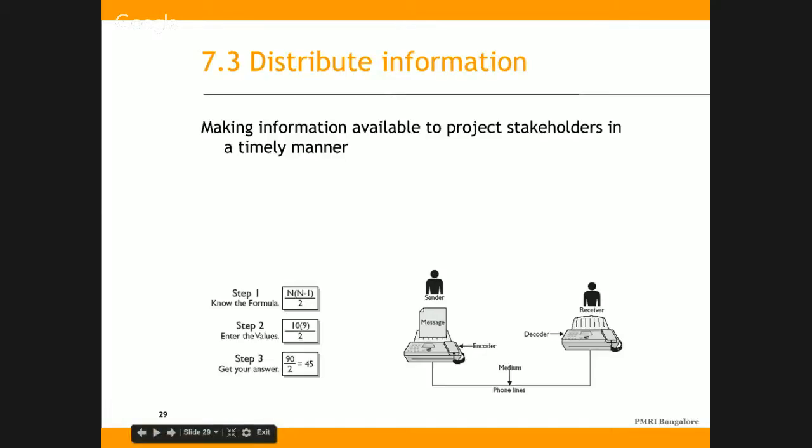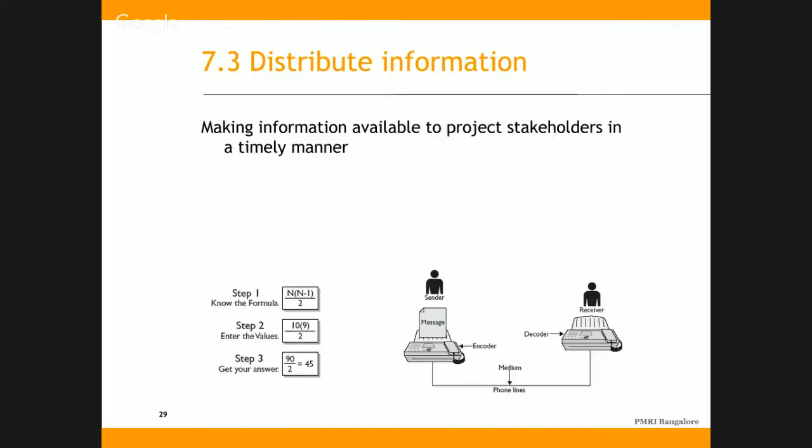Then, while distributing the information, we always have a sender, a message, an encoder, a medium, a decoder, and a receiver. So if any of these things malfunctions, then the information will get distorted. The sender should send the right message, and it should be encoded properly. Then the recipient should decode it properly. Otherwise, the message can get distorted.